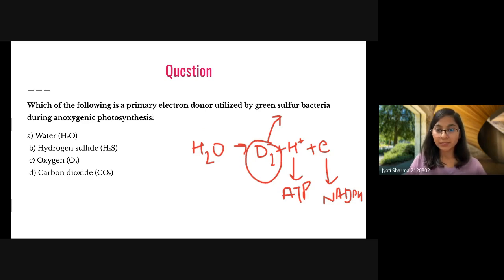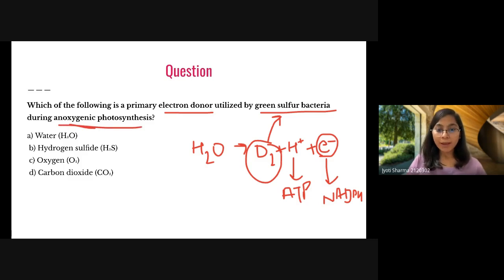So this water is nothing but the electron donor. In green plants, water is the electron donor. But if we have green sulfur bacteria, where we do not have water, the photosynthesis is not oxygenic, but here another kind of photosynthesis, anoxygenic photosynthesis, takes place.